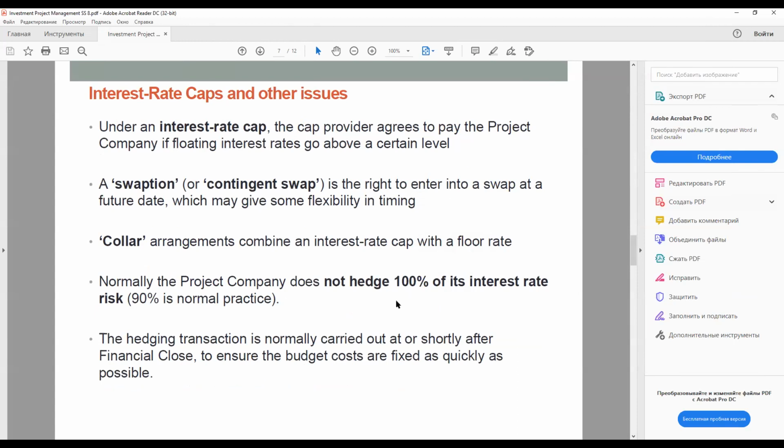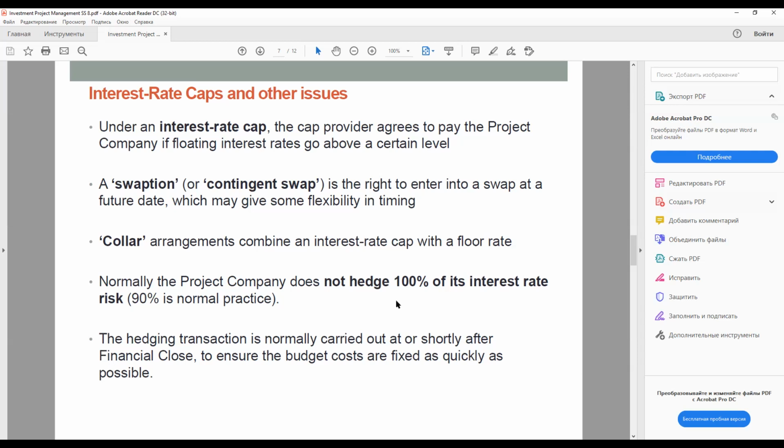And we have the issues of scale and timing of interest rate hedging. So at the time of arranging the financing, the sponsors may take the view that it is more likely that interest rates will go down, and therefore they prefer to finance on a floating interest rate basis for the time being. This is unlikely to be acceptable to lenders who will not support the project company taking unnecessary financial risk. However small this risk may appear at the time.